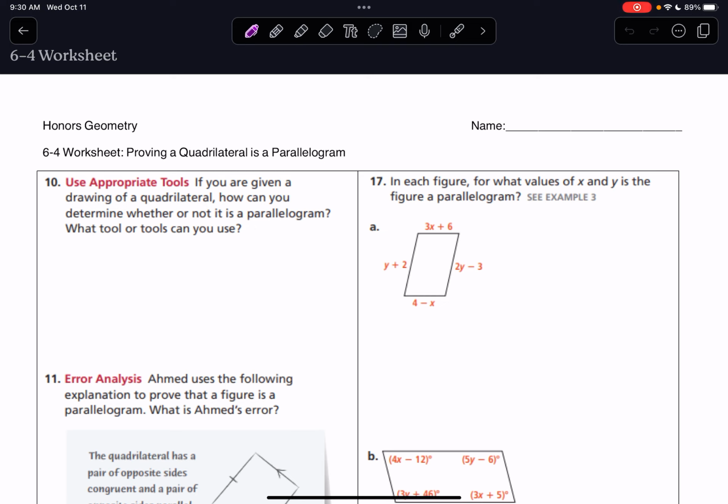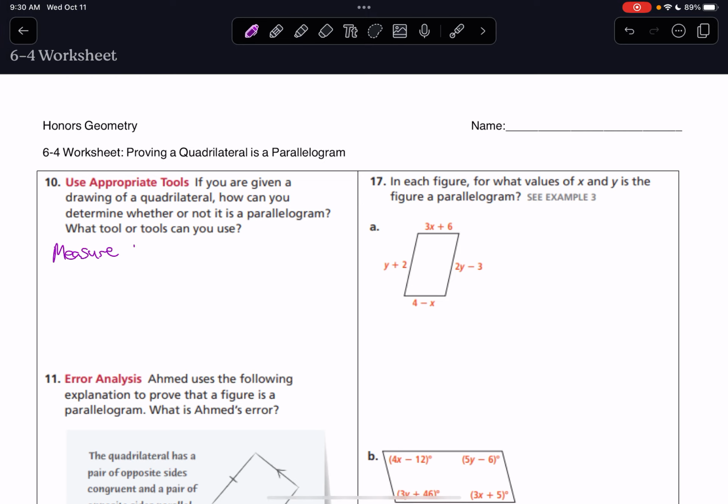So number 10, if you are given a drawing of a quadrilateral, how can you determine whether or not it is a parallelogram? What tool or tools can you use? Of course you can do this a few different ways. If you've got tools, you can measure the opposite sides with a ruler to see if they're congruent. That's what I'm going to write down.